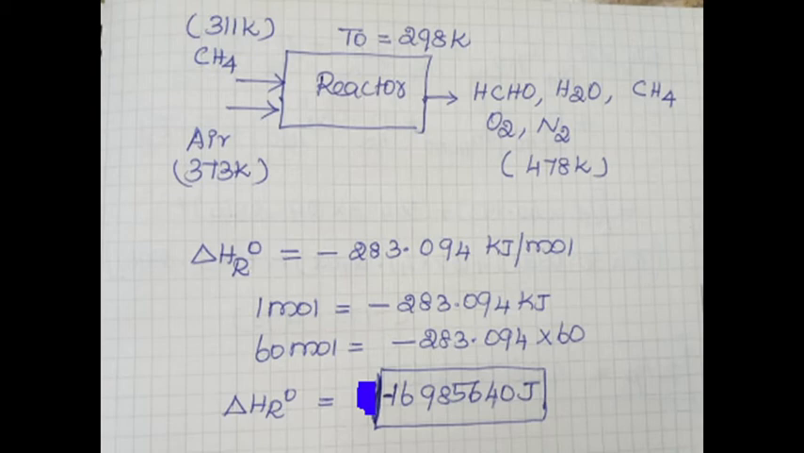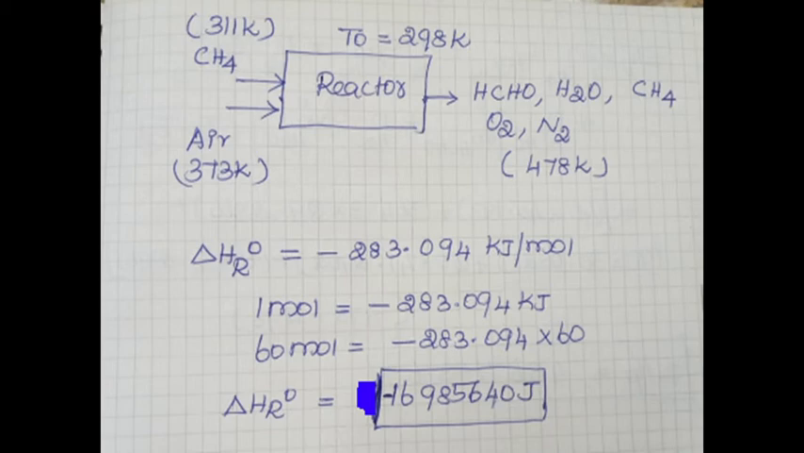Okay. So delta H R naught, this is given data, is minus 283.094 kilojoule per mole. As per the data, when 1 mole of methane is reacted, the heat value is minus 283.094 kilojoule. Are you clear or not? Okay. As per the problem, 60 mole of methane is reacted. So how many kilojoules is the standard heat of reaction value? 60 into minus 283.094 divided by 1.